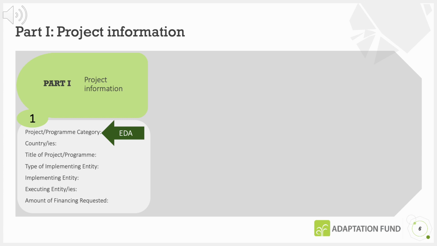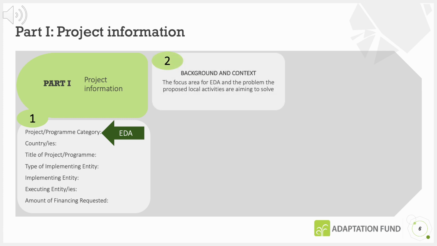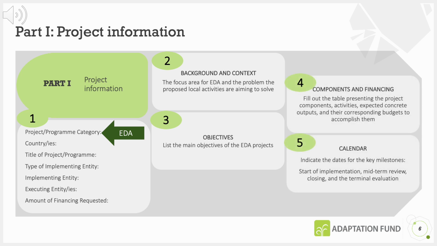The background and context of the project should indicate the focus area for EDA and a description of the problem that needs to be solved. The objectives of the EDA project must be listed in the form of a clear overall goal, followed by a description of the main objectives. The components and financing and the calendar are both completed using tables provided in the template.